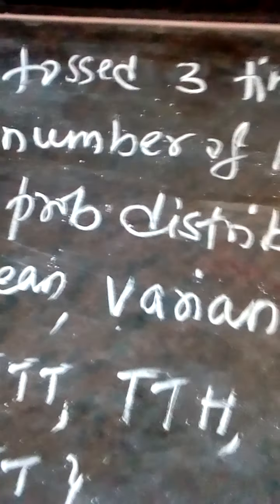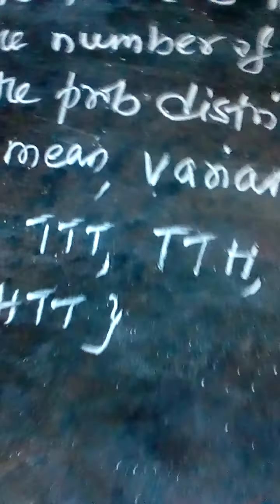Next example. A fair coin is tossed 3 times. Let x denote the number of heads showing up. Find the probability distribution of x. Also find its mean and variance.